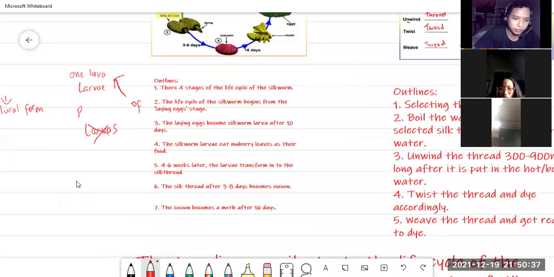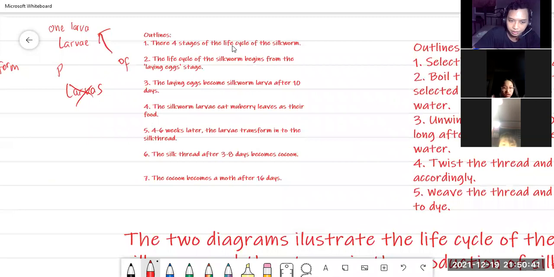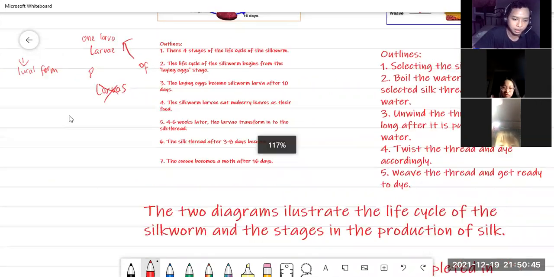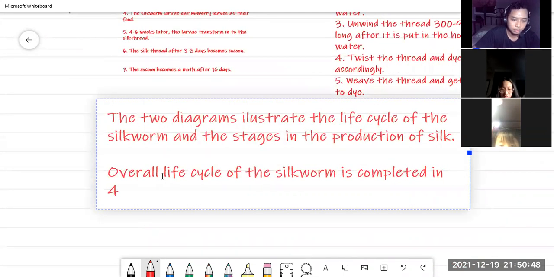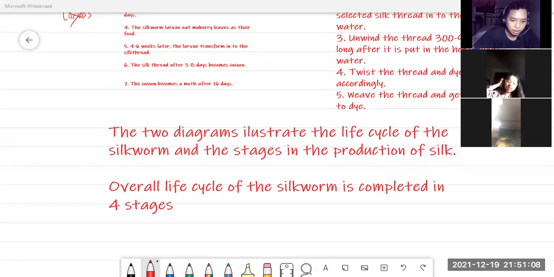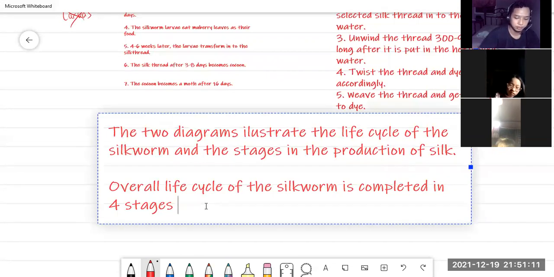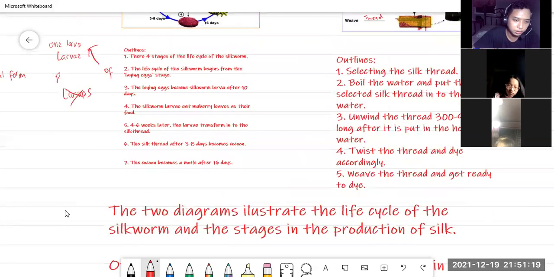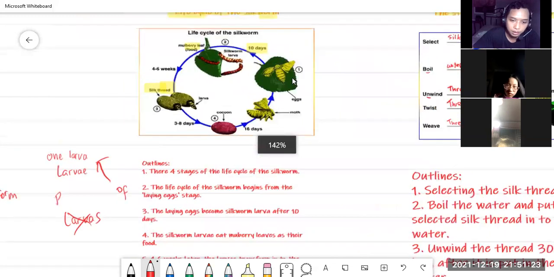Okay, so we write in here, and we already write it in here. There are four stages of the life cycle of the silkworm. Okay, so we write overall, the life cycle of the silkworm is completed in four stages. Okay, in around how many weeks? Do you know the totals from eggs to this moth? Who knows the totals? How many days or how many weeks?